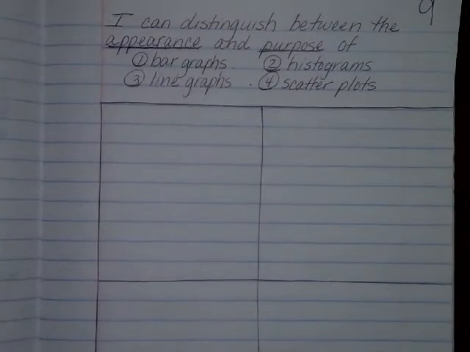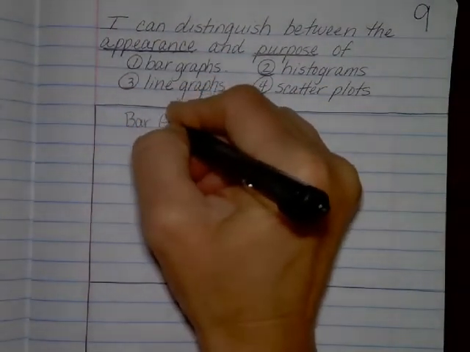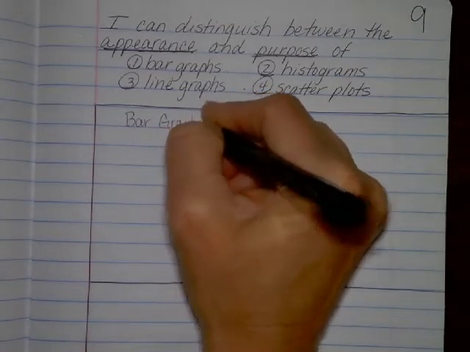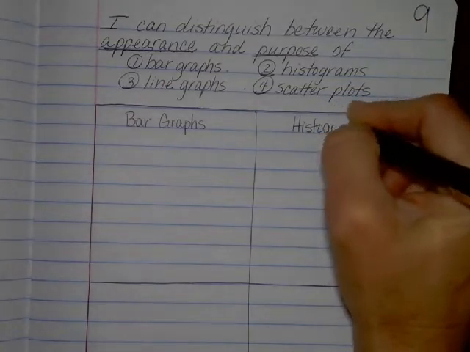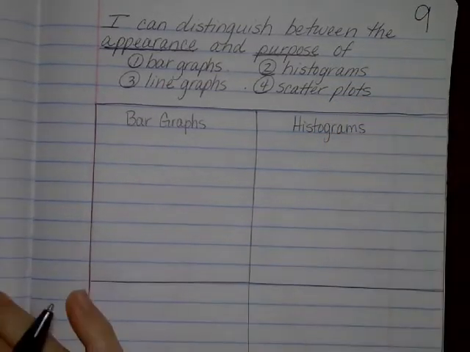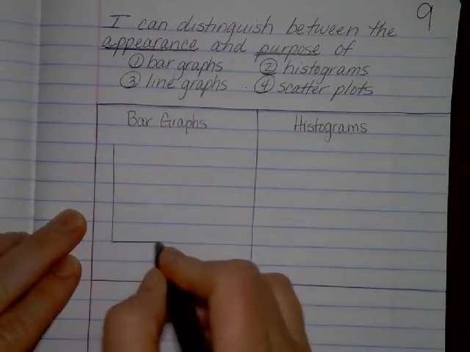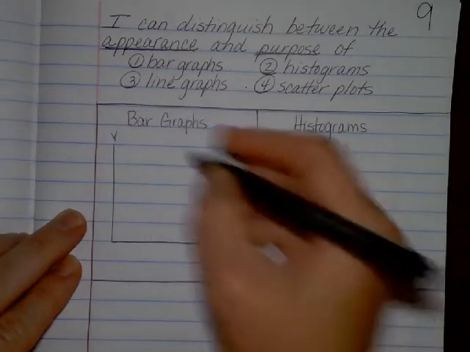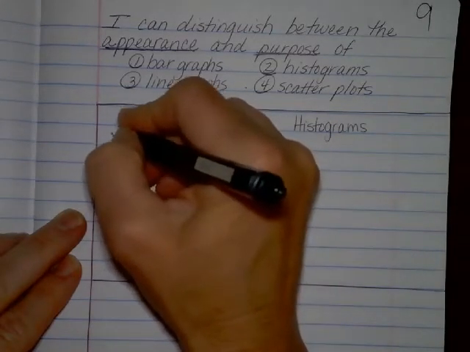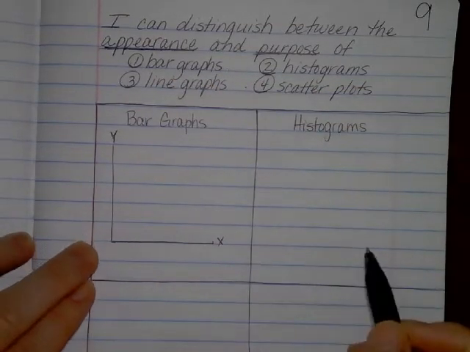Okay, so we're going to start, and basically we're just going to be talking today about bar graphs and histograms. So we'll do the other ones on different days. So bar graphs and histograms. So every graph will include a y-axis and an x-axis, and we will talk later about how to remember which one's x and which one is y, but for today I'm just going to point that out to you.